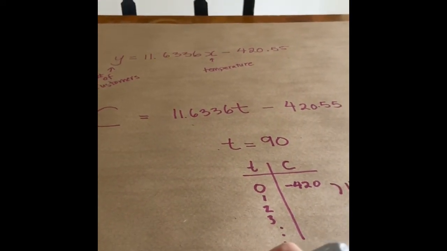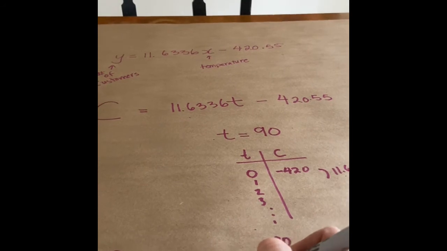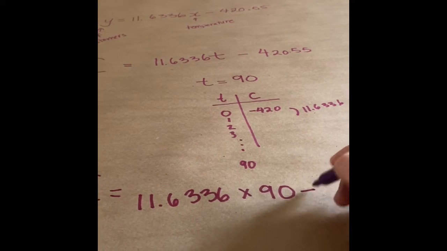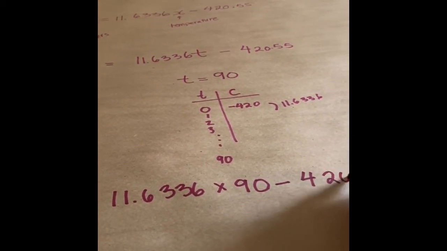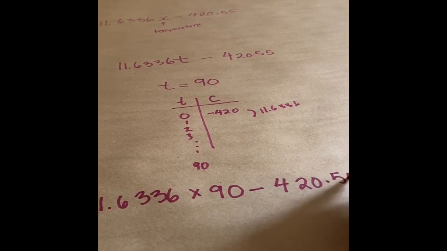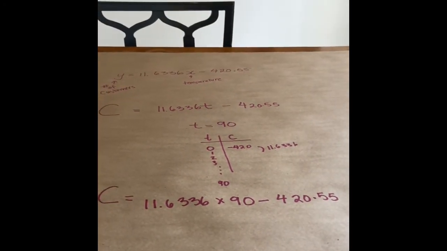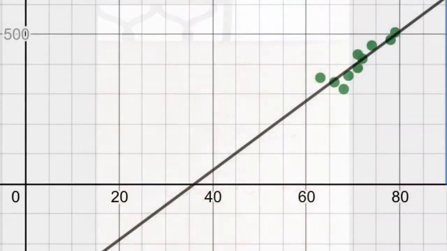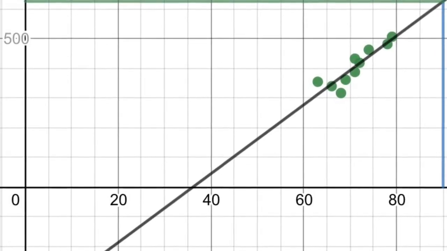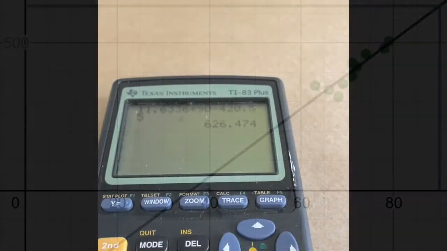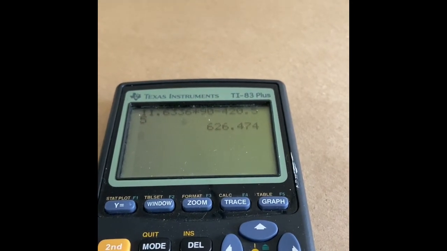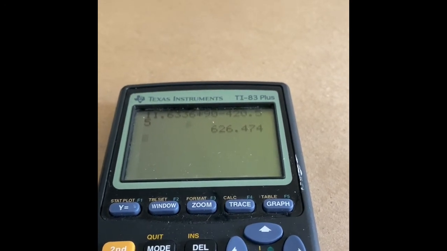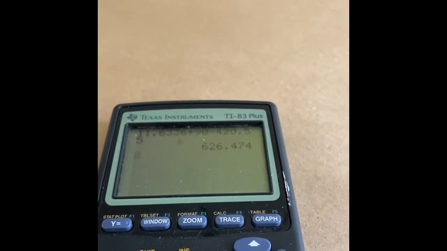So what we want to do is say that my customers would be equal to 11.6336 times 90. And at the beginning it was minus 420.55. I'm hoping that that's going to give me the same answer as the graph did yesterday. So I'm going to get my calculator and check. On the graph, we saw that when there was a temperature of 90 degrees, there should be a little bit more than 600 customers. So hopefully my equation was going to give me the same thing, and it did.